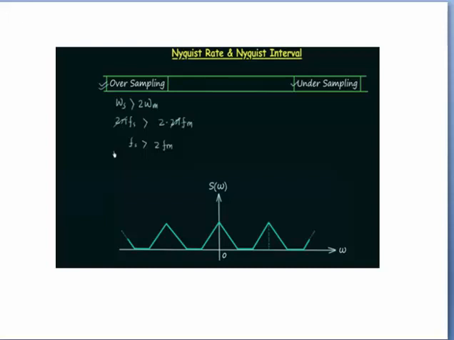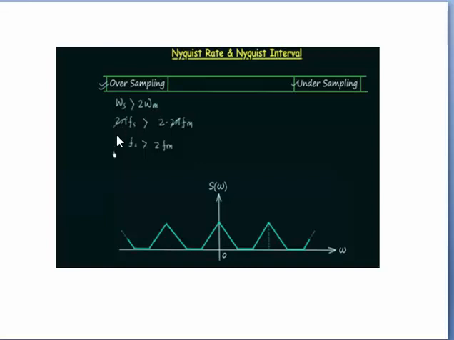Good morning, class. Today we will understand what the Nyquist rate and Nyquist interval are. We will start our discussion with a revision of the sampling concept we studied in the previous lecture, in which we discussed the case of oversampling and undersampling. In the case of oversampling, we saw ωs greater than 2ωm. ωs is the sampling angular frequency and ωm is the maximum frequency component angular frequency.